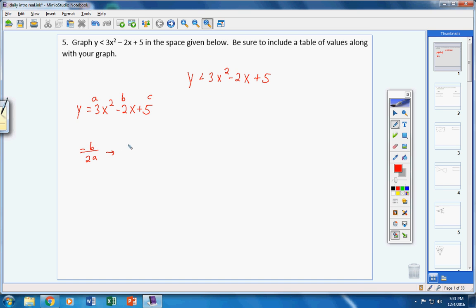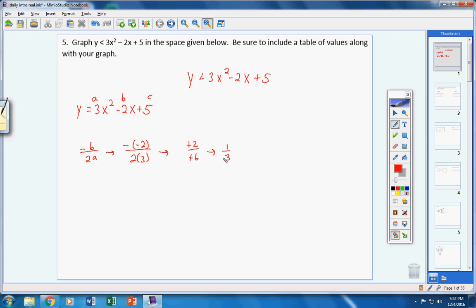So I have a negative sign up top. And then for B I put a negative 2. And then 2A. For A I put a 3. Got it? So negative negative 2 is positive 2. 2 times 3 is positive 6. That would give me 1/3.